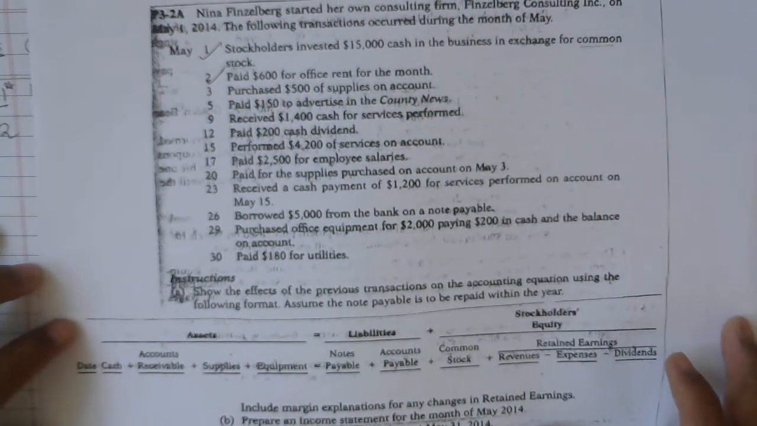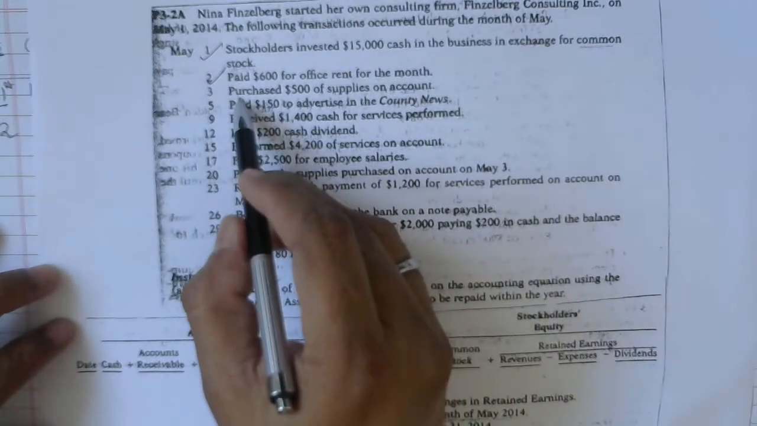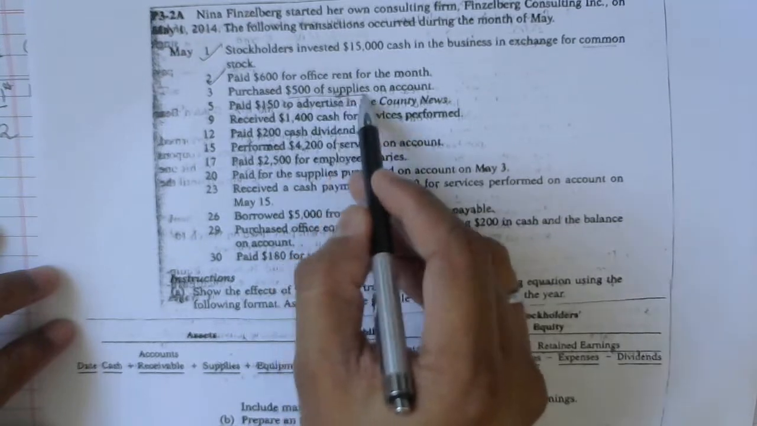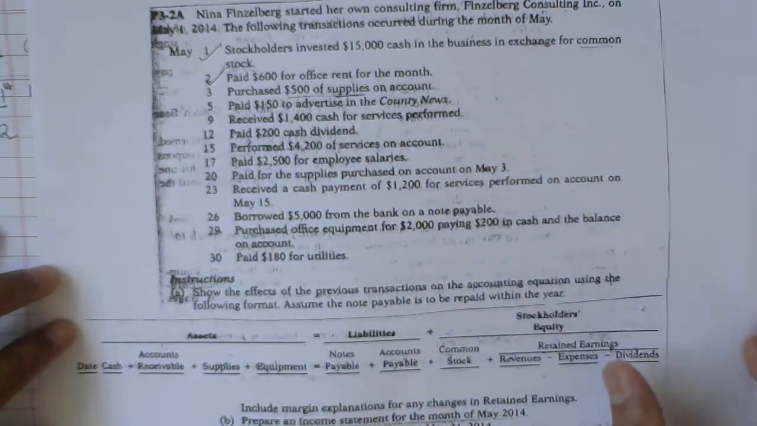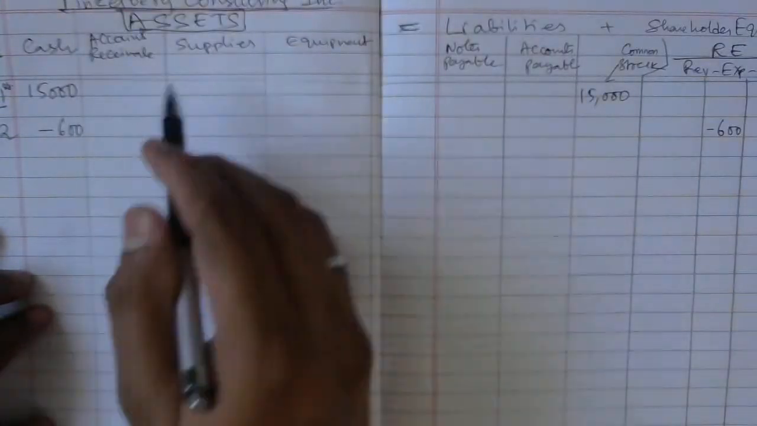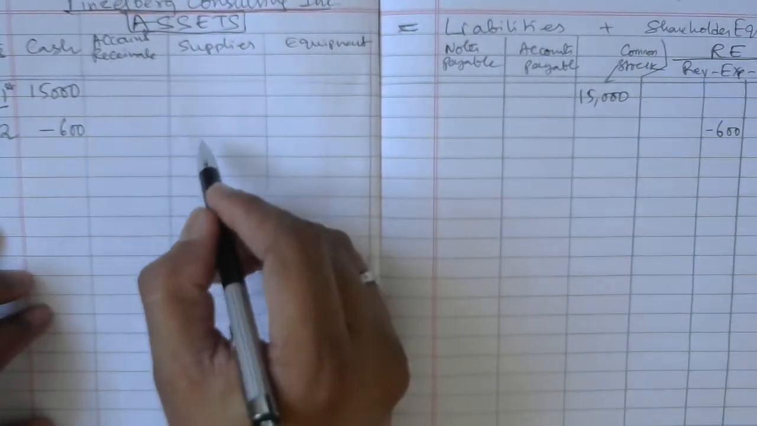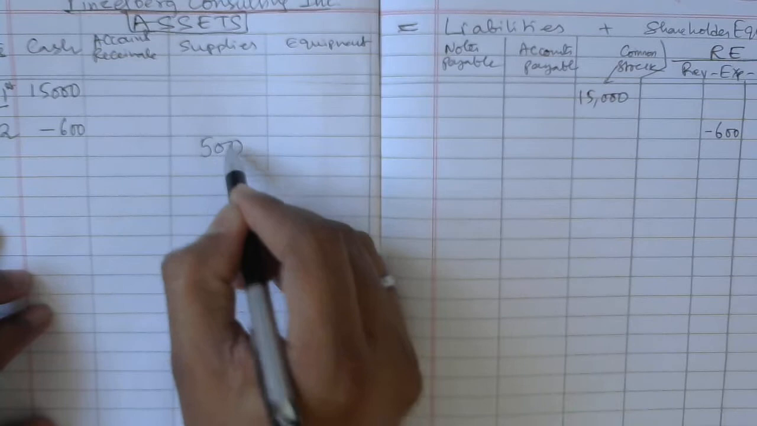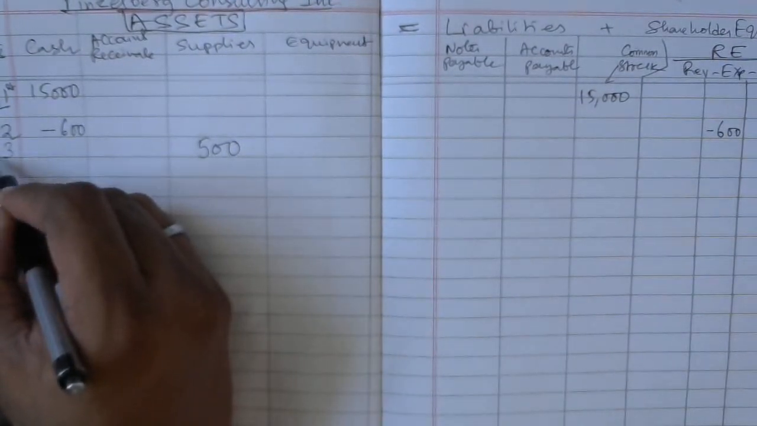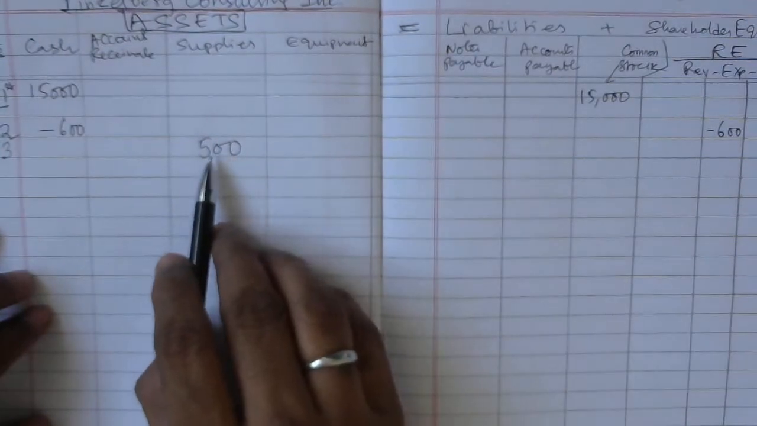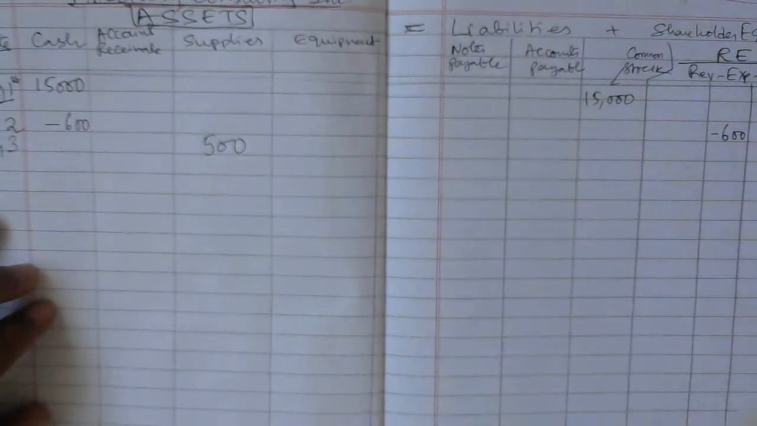Next, purchased $500 of supplies on account. Now you are purchasing supplies. So what is supplies? Supplies is an asset, and your asset will increase by $500. So therefore under the supplies I will say plus 500. This is on 3rd May. Now the problem is this supply 500 is on account.